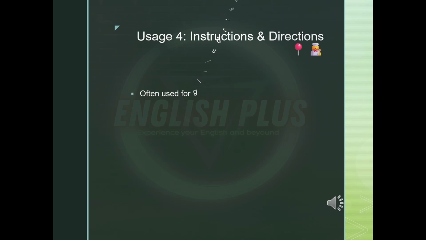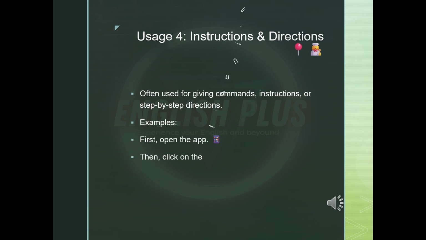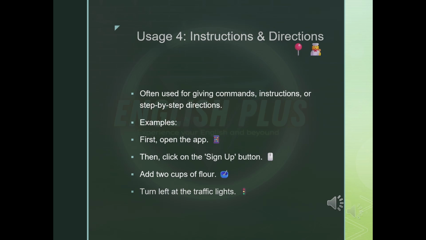When you give directions or steps, like in a recipe or how-to guide, use the present simple. Open, click, add. These are all base verbs.